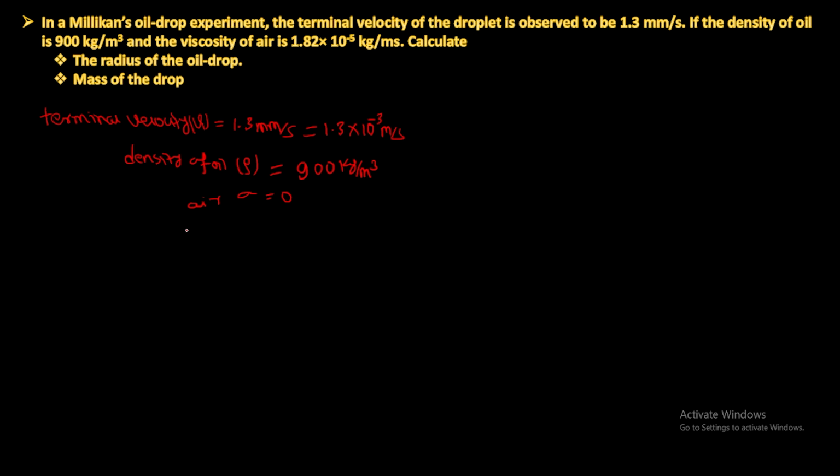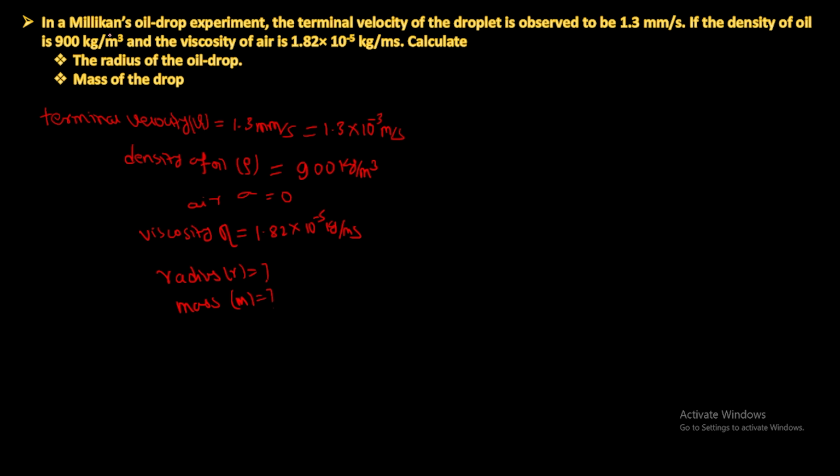The other parameter, viscosity, is given here. Viscosity eta equals 1.82 into 10 to the power minus 5 kg per meter second. This is the coefficient of viscosity of air. Now the first question is here, we have to find the radius. Radius r equals what? And second one, mass of the given oil drop m equals what?